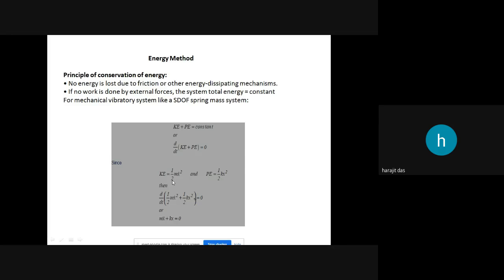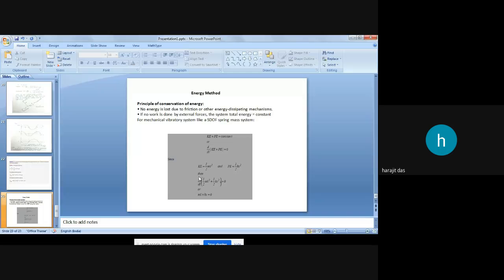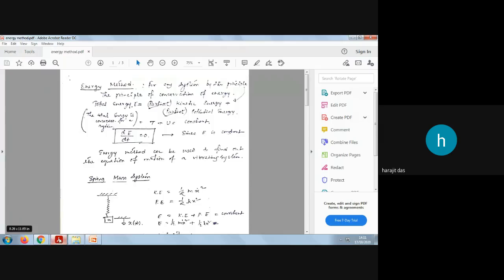Okay, so for a simple spring mass system, I can show you this derivation. Mathematically, we will be writing T plus U. You can write other terminology also: KE, kinetic energy, plus potential energy, PE, equals a constant. That means total energy E is constant. So if you differentiate total energy with respect to time, that will be equal to 0. It means this energy is invariant with time.